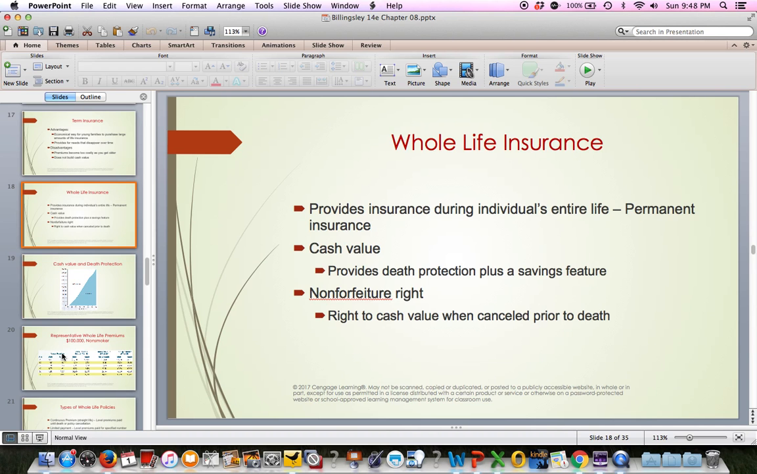It's called permanent insurance, so it doesn't expire like term does. And as long as you're making the payments, you are covered. It provides a cash value, so part of your premium payment includes a savings component where some of your money goes into essentially a savings account that builds value over the life of your policy with interest.